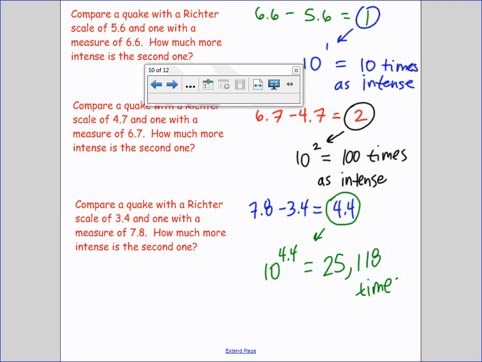25,118.86. Wow, that's 25,000 times as intense, right? And so we've got a huge difference in the amount of energy released from that 7.8 quake versus the 3.4 quake. Awesome job. What questions do you have about our Richter scale?